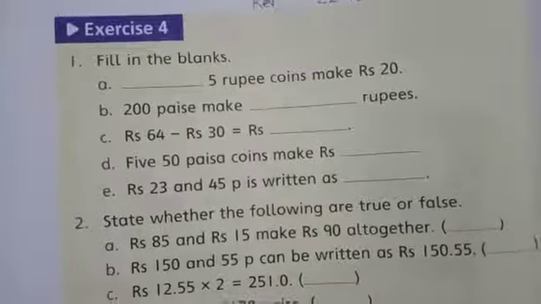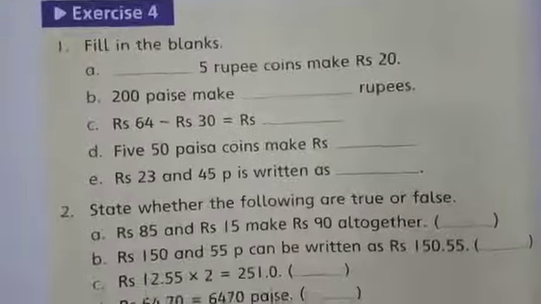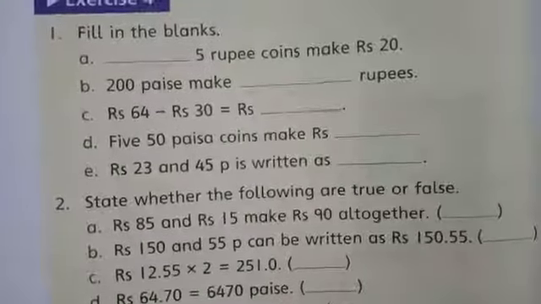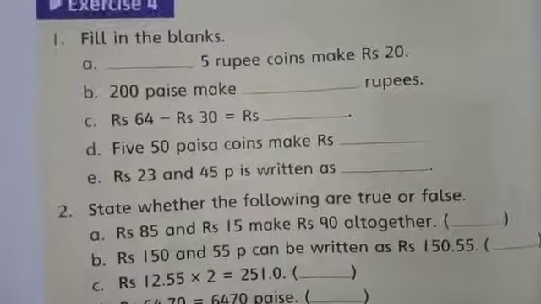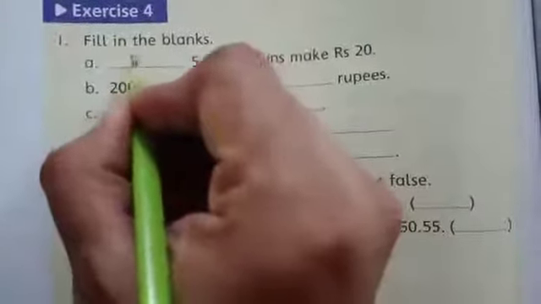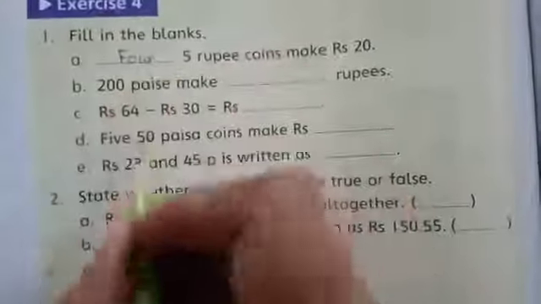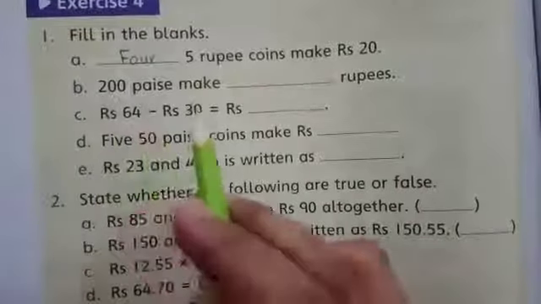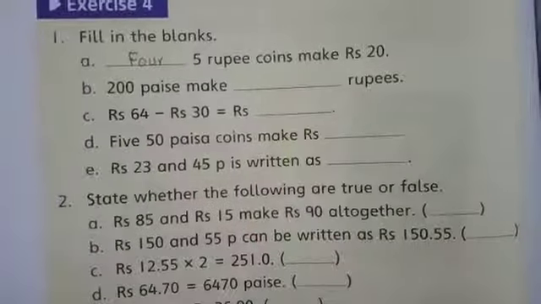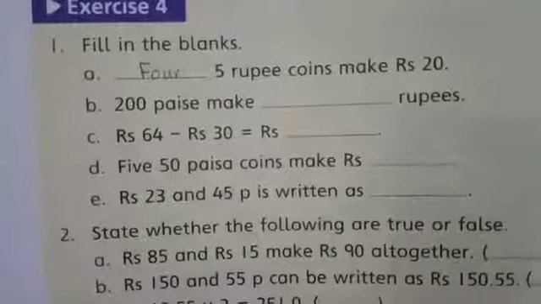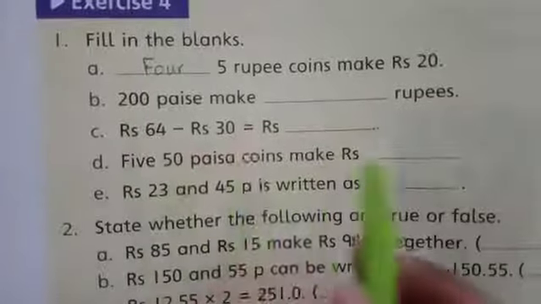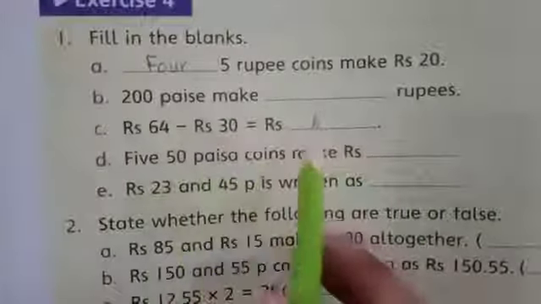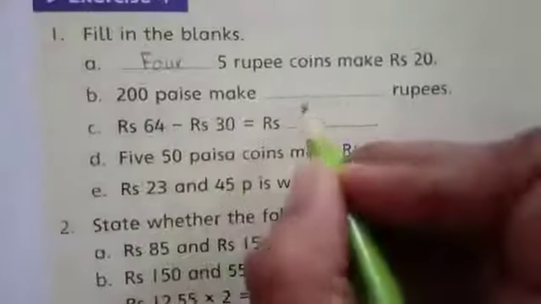Read the table of 5. 5 ones are 5, 5 twos are 10, 5 threes are 15 and 5 fours are 20. It means 4 5-rupee coins make rupees 20. So the answer is 4. 200 paise make dash rupees. Friends, as you know, in 1 rupee there are 100 paise and 200 paise make dash rupees. 100 paise make 1 rupee and 200 paise make 2 rupees.